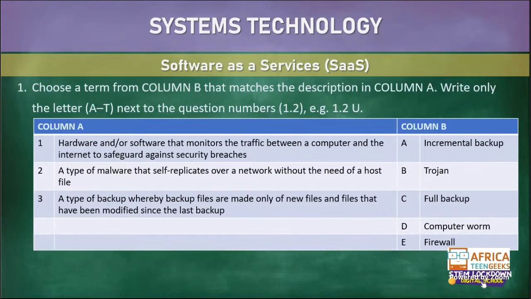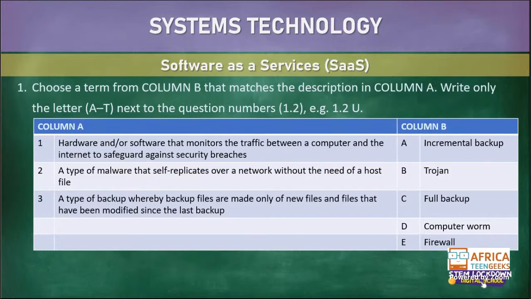Question number 1, it's a hardware and or software that monitors the traffic between a computer and the internet to safeguard against security breaches. Of these options, that answer should be firewall. Firewall prevents unauthorized access into a computer system. Then number 2, a type of malware that self-replicates over a network. This one replicates over a network without the need of a host file. This one is called a computer worm.